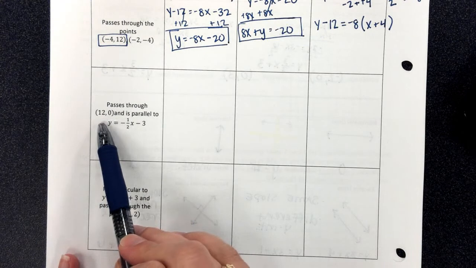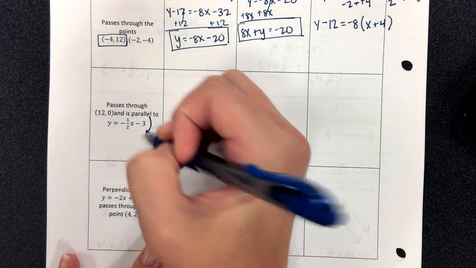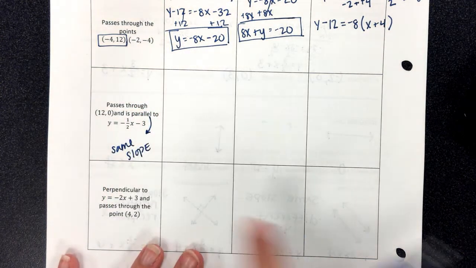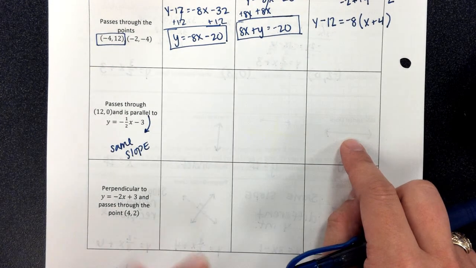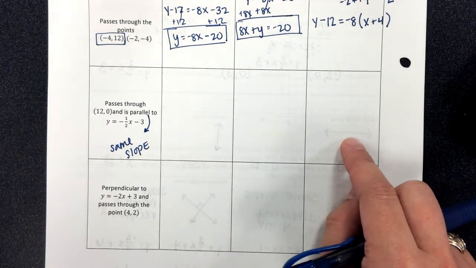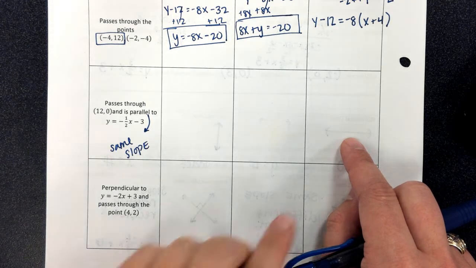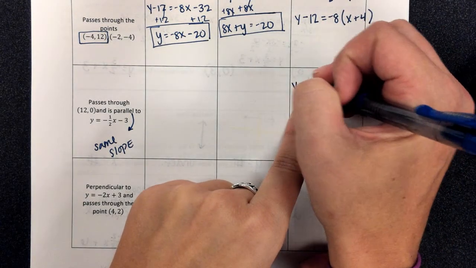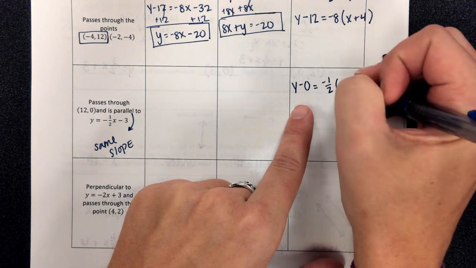Okay? All right, passes through the point 12, 0 and is parallel. What does parallel tell me? Same slope. So, again, easiest thing to do, write the point slope. What will my slope be? Negative 1/2, but I'm using a different point. See if you can get that written down. Just look up to check your answers if you would like. So I'm using the same slope.